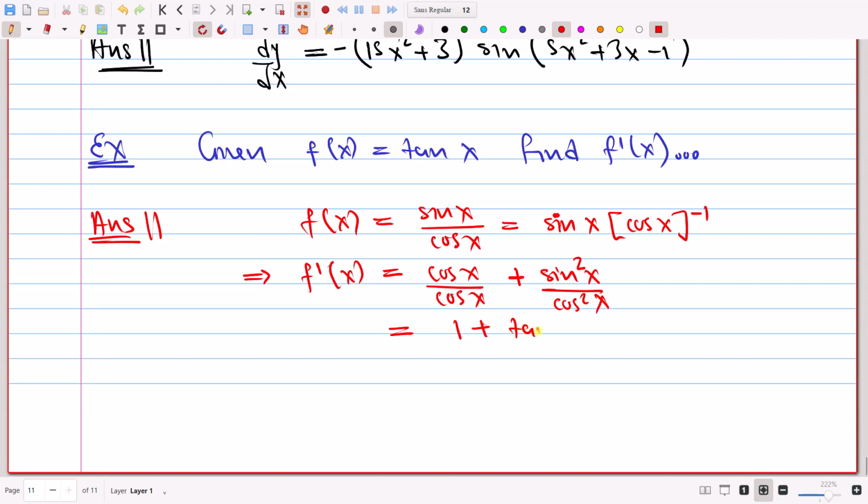So which means I just have 1 plus tan squared x. And from identities, we know that this is just the same as saying sec squared x. So the derivative of tan x is just sec squared x, like that. You see? So those are the things that you know.